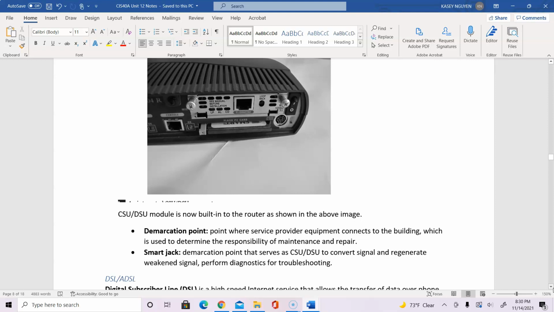And Smart Jack is a demarcation point that serves as a CSU/DSU to convert the signal and regenerate a weakened signal, and perform diagnostic troubleshooting. So Smart Jack is different from the demarcation point in that it does diagnostics and it does monitor the signal, compared to the demarcation point, which is simply a way that we would connect to the service provider.